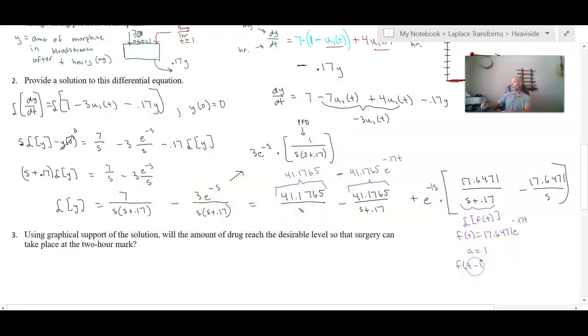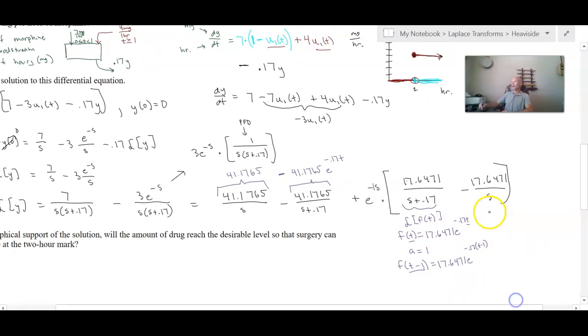So f of t minus 1, well, just how we know function notation means whatever's there is what you plug in up here. So this will be 17.6471 e to the negative 0.17 times t minus 1. Okay, so that's just that exponential function, e to the negative 0.17 t, shifted over 1 unit. And that should make sense because there's a component that won't be decaying until time 1, and that's going to be the 7 milligrams that we put in. And, okay, same kind of idea here. This is the Laplace of some function. Again, remember that this distributes through, so it actually affects both terms.